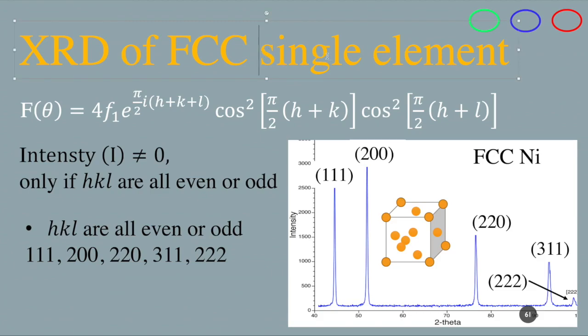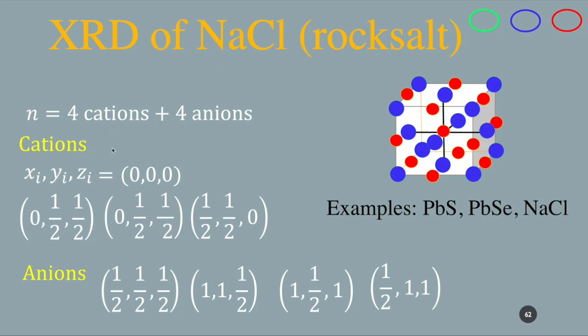So far we discussed single element cases, where we have only one type of element. We can also extend the idea to mixed salts, for example rock salt. We can calculate N for four cations and four anions. In rock salt, the total number of cations per unit cell is 4 and the total number of anions per unit cell is 4. So we can separately find the lattice point coordinates for cations. The cation is occupying the typical FCC positions: 0, 0, 0; 0, half, half; half, 0, half; half, half, 0. And anions occupy these positions.